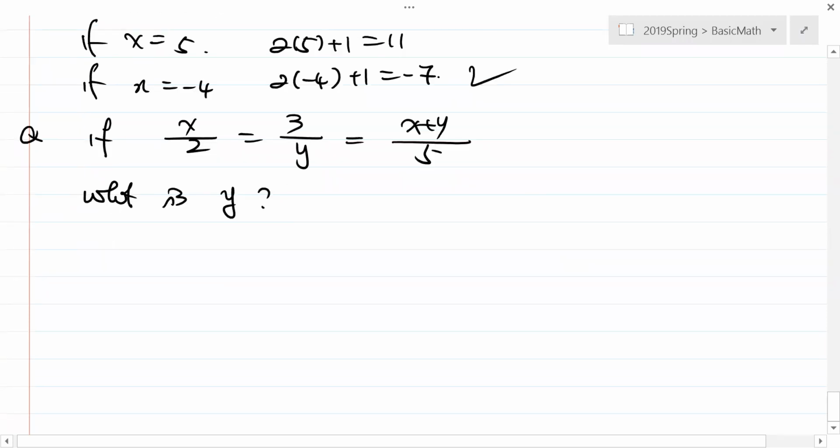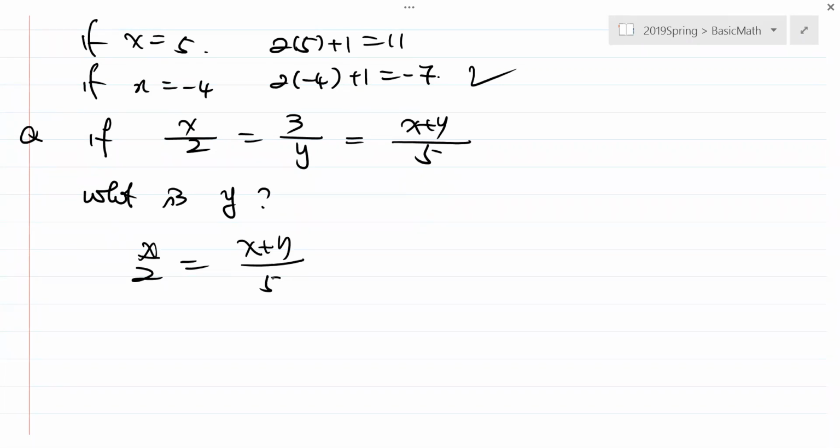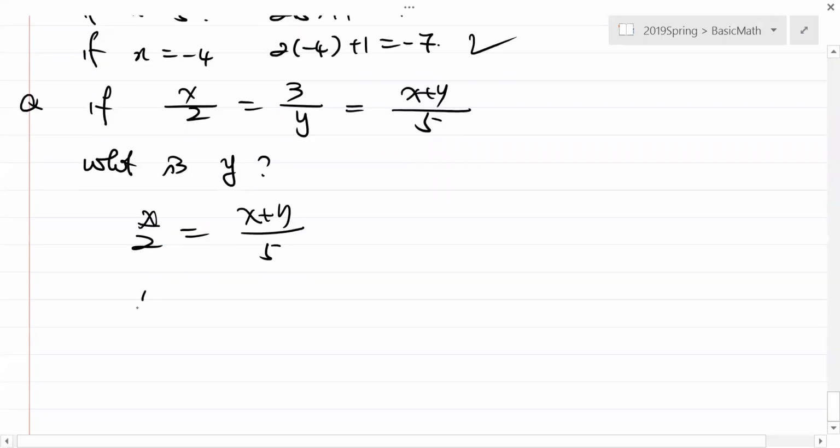Actually there are two equations here. You can use this equation to get the relationship between x and y. You cannot use the 3 over y equals x plus y over 5 because otherwise it's a product, you get the product of x and y. So you do that, you get 5x equals 2x plus 2y. Then 3x equals 2y.